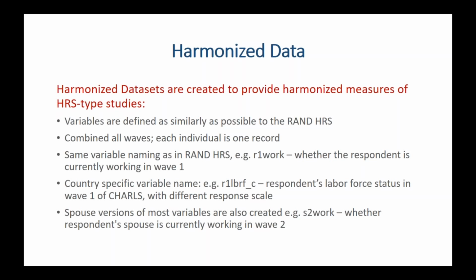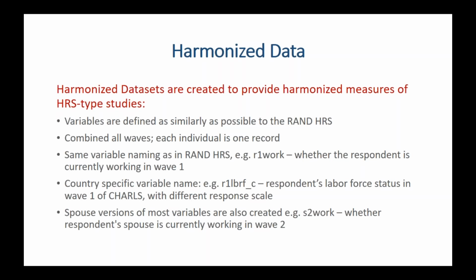Like the RAND HRS, all harmonized data sets have all waves combined into one data set, and each individual is one record. We do that by using a variable name convention, which we saw earlier. So variables include the wave number. You have a variable like R1WORK, which is whether the respondent is currently working in wave 1. And then you would have a variable like R2WORK, which is whether the respondent was currently working in wave 2. This means this data set is structured as a fat file, so it's very wide.